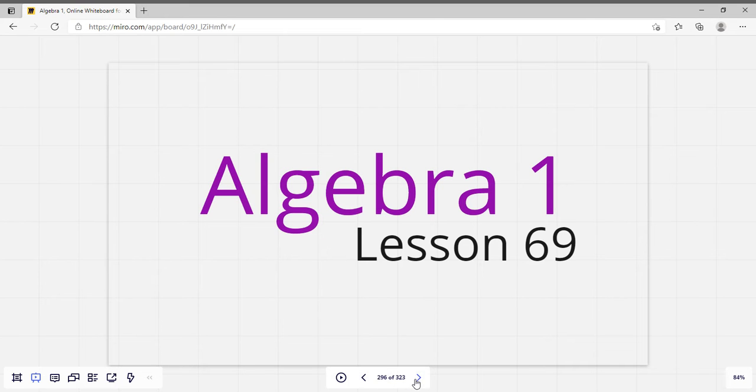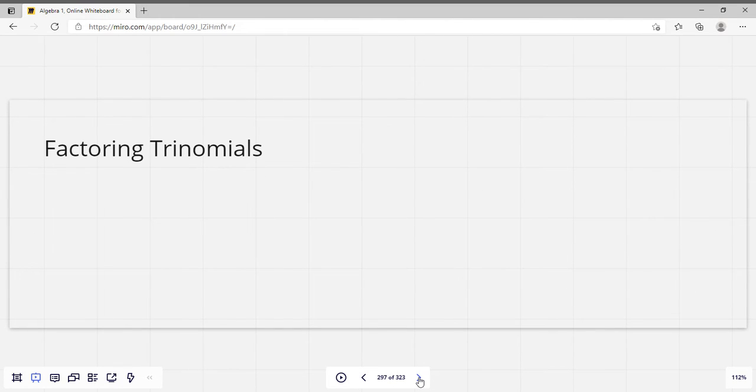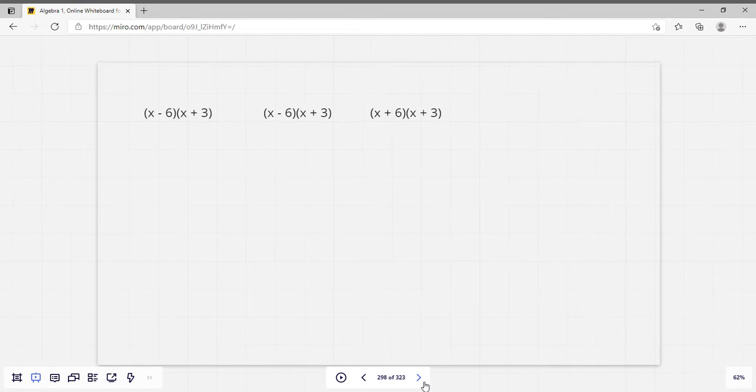This is Algebra 1, Lesson 69, and this lesson covers factoring trinomials. Alright, so first we're going to do some review.